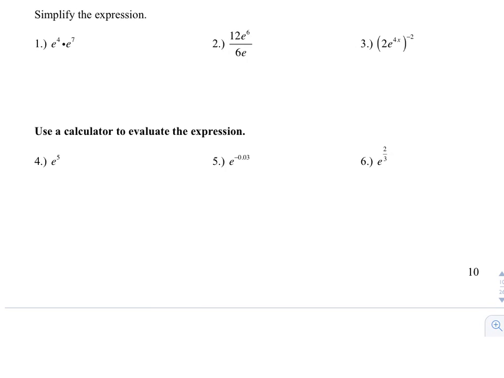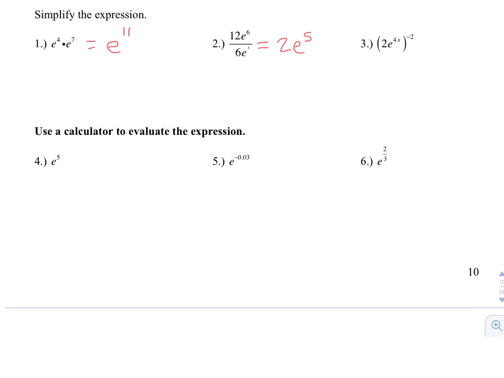So if we have e to the 4th times e to the 7th, exponent rules tell us we don't change the base, we simply add the exponents. 4 and 7 gives us 11. Number 2, 12 divided by 6 is 2. e to the 6th divided by e to the 1st gives us e to the 5th power.